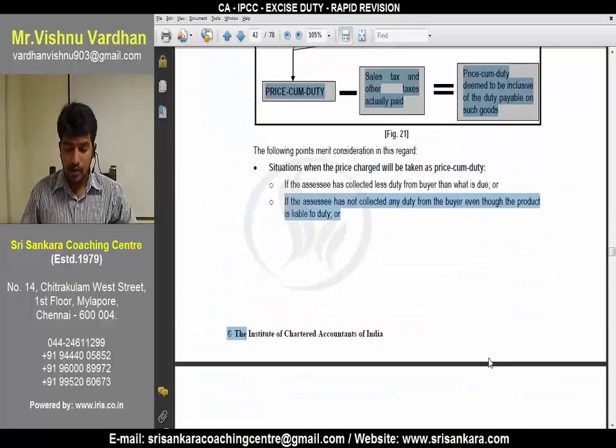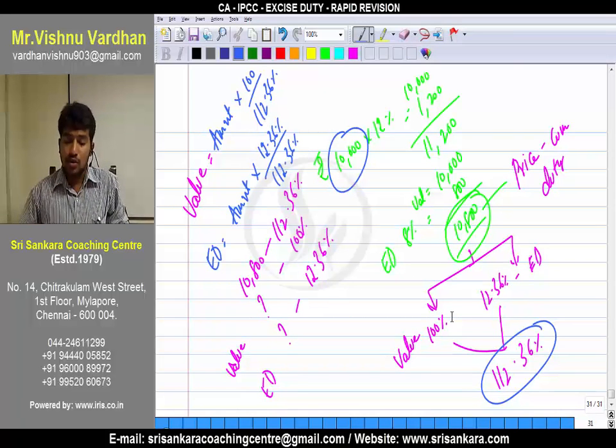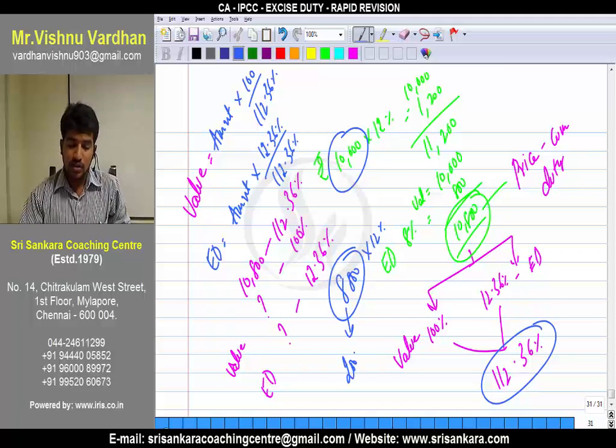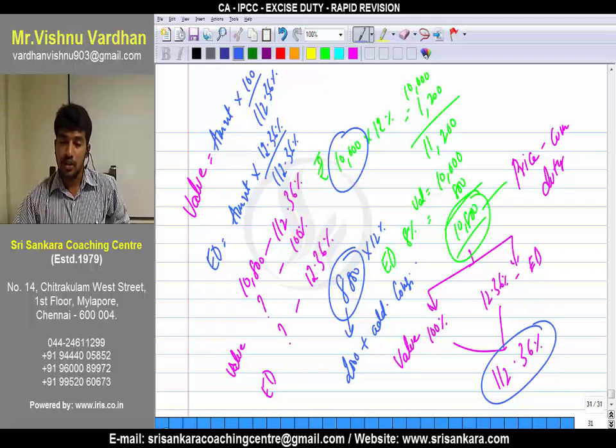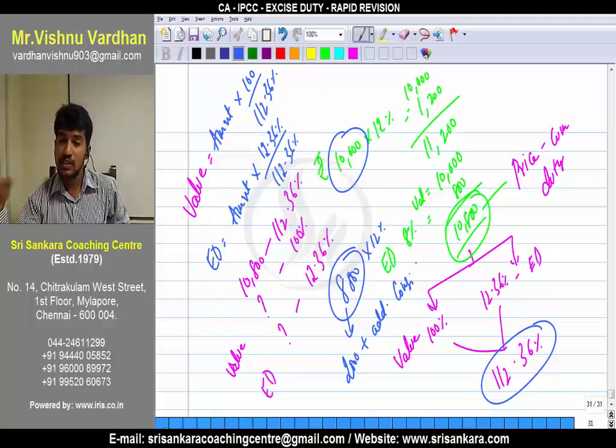Clear? Next, third condition is if the assessee had paid duty on lesser value due to receipt of additional consideration. So actually he has to collect 10,000. On 10,000 he has to levy 12% of excise duty. But he is receiving only 8,000 and levying 12% on it. This 2,000 value he is suppressing, and he is receiving this 2,000 plus some additional consideration because of suppressing the value to reduce the excess duty liability. So first case is duty is collected less. Next situation is duty itself not at all collected. Third situation is he is suppressing the value to reduce the excess duty liability and the seller is receiving additional consideration for this. Clear?